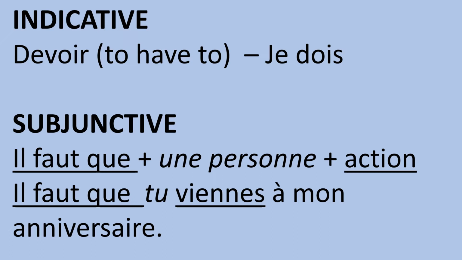So my example here is il faut que tu viennes à mon anniversaire. You must come to my birthday. And as you can see, viennes is different from the indicative because for venir we say tu viens, but here we have tu viennes.